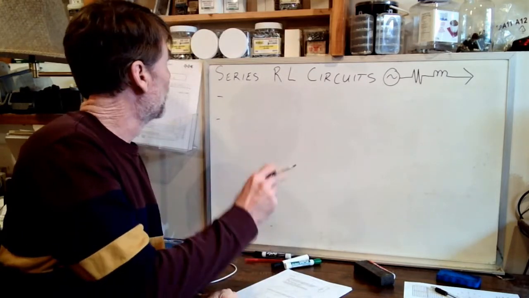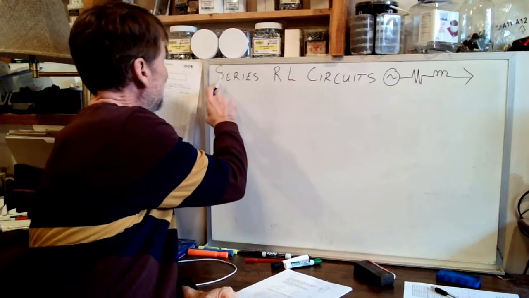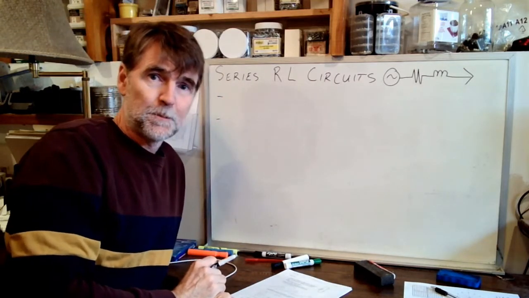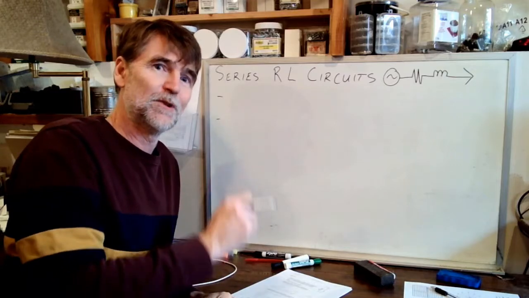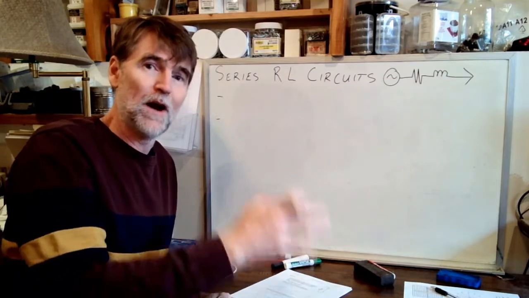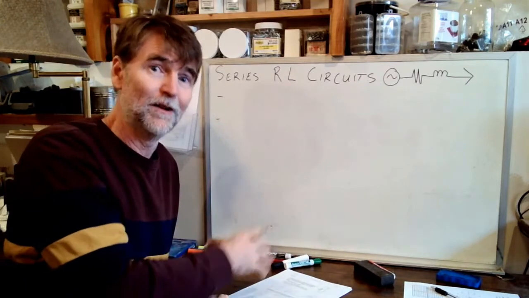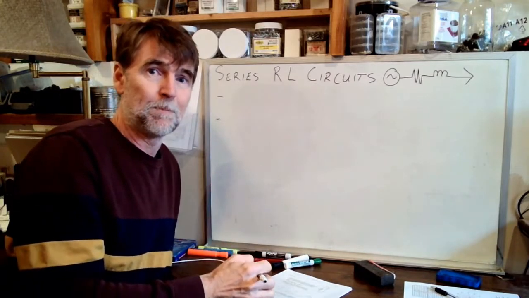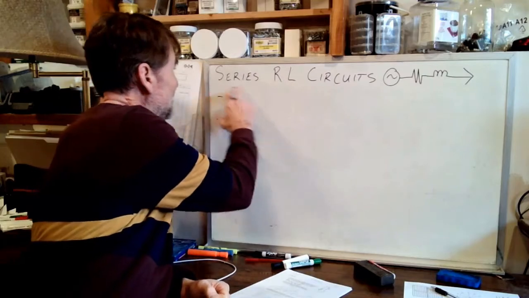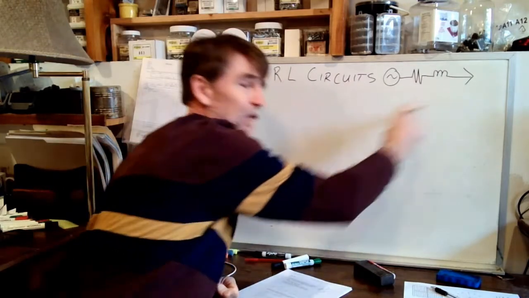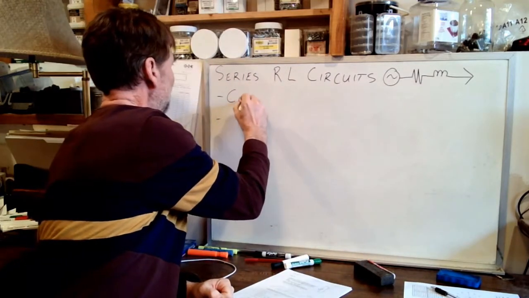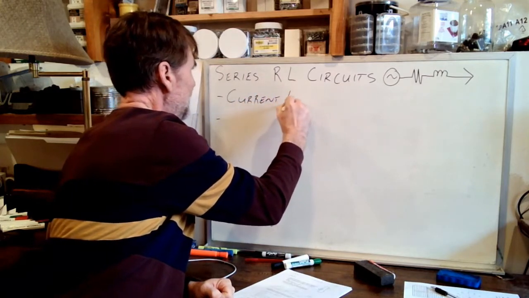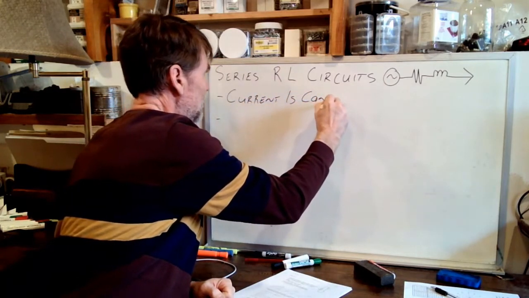Okay? So the first rule is what we already know about series circuits. Okay, what is it in a series circuit that is constant? No matter where you take the measurement, no matter where you look in the circuit, what is the thing that is always the same? Series circuit, from start to finish, the current is constant.